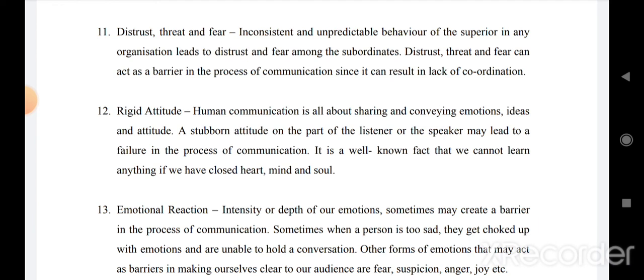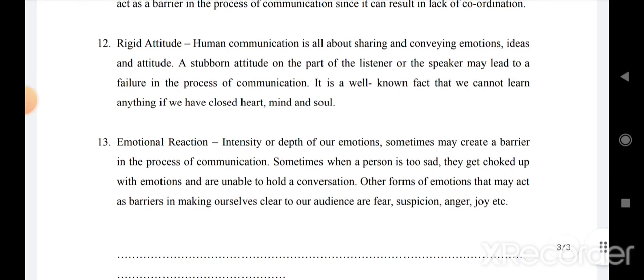Next is rigid attitude. What is the meaning of the word rigid? Rigid is one who is very narrow minded, not open to ideas. Now, human communication is all about sharing and conveying emotions, ideas, and attitude. A stubborn attitude, a person who is not ready to listen on the part of the listener, or it can also be on the part of the speaker, may lead to a failure in the process of communication.